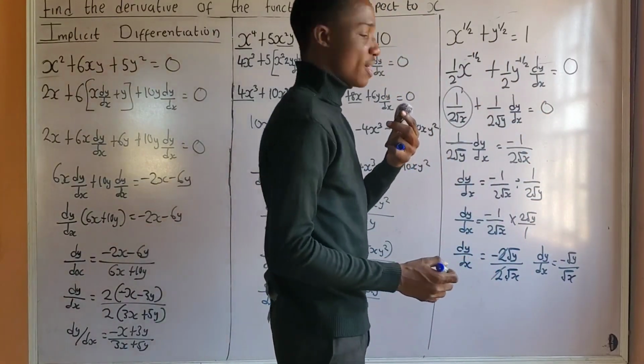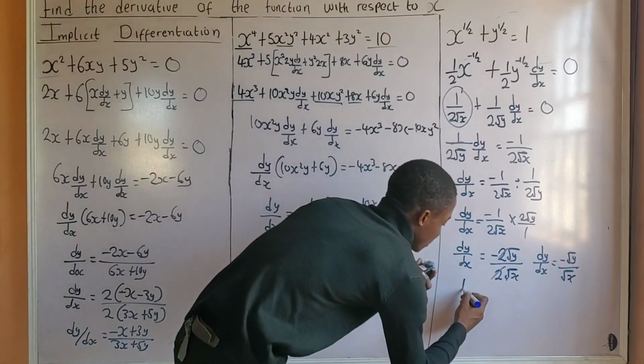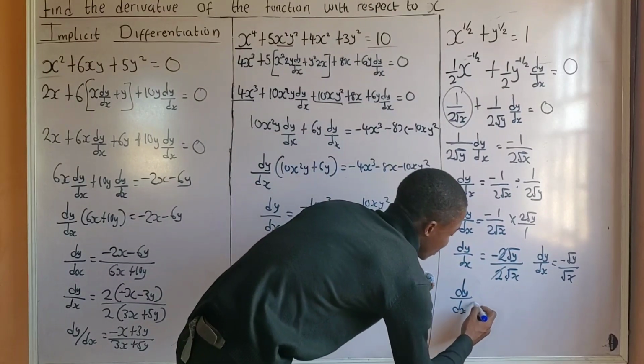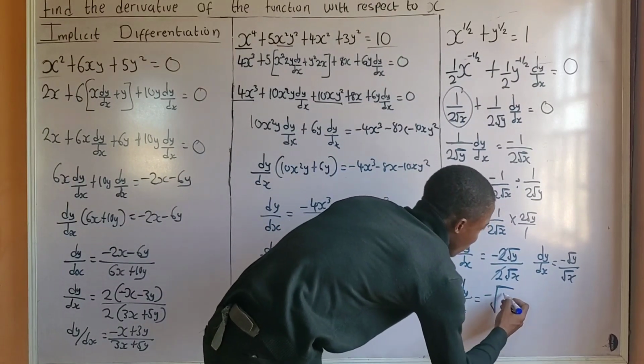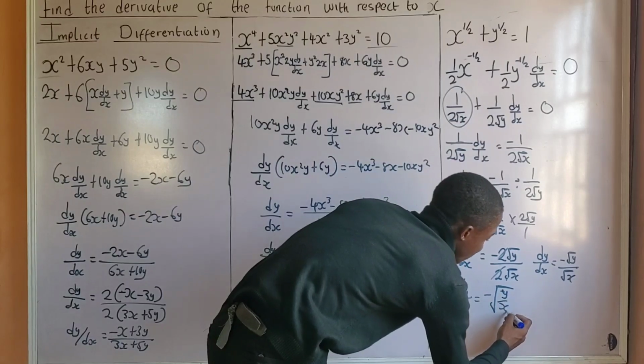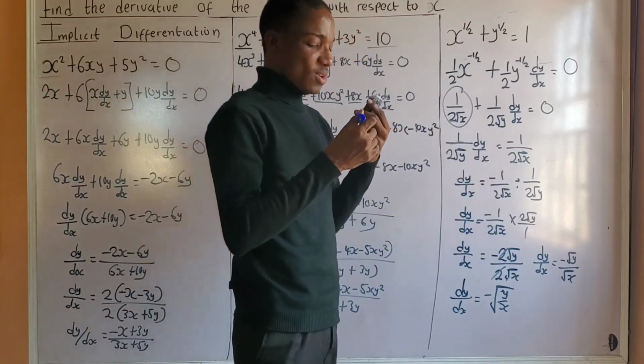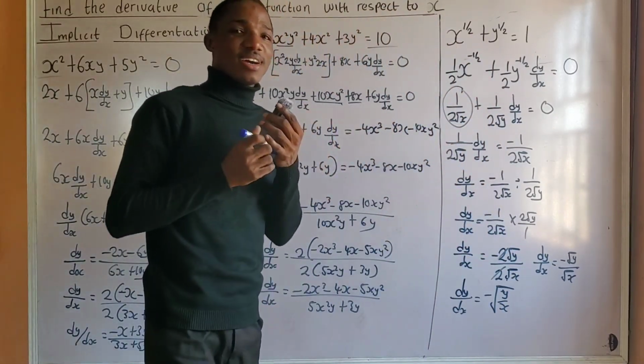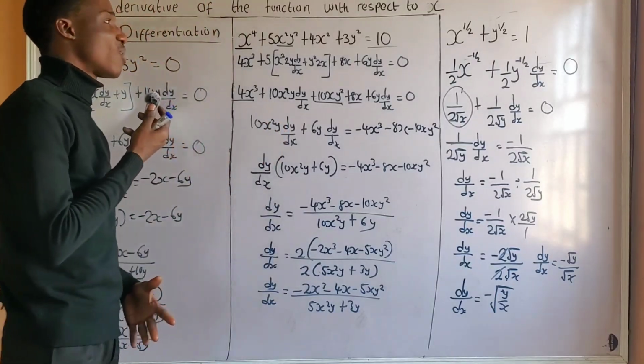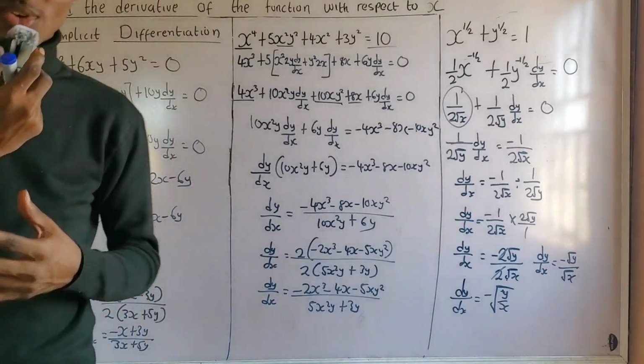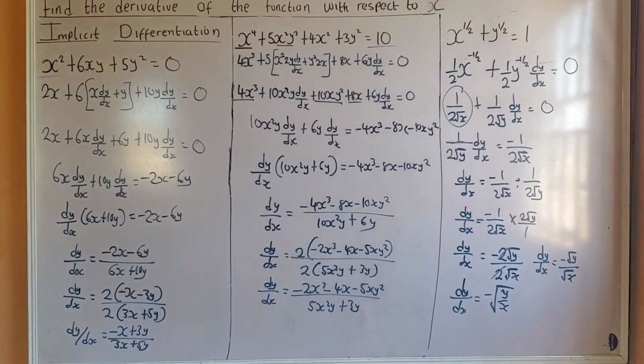Do you understand? And if you want to put it like this, you can put it like this: dy all over dx is equals to negative square root of x and y all over x. Do you understand? Okay, so you can see that finding the derivative of an implicit function is simple. Okay, let's look at more worked examples.